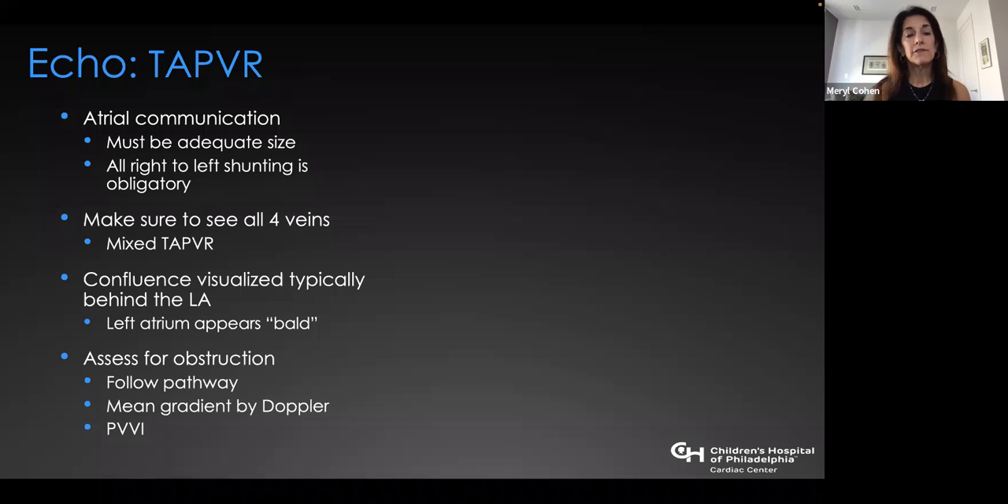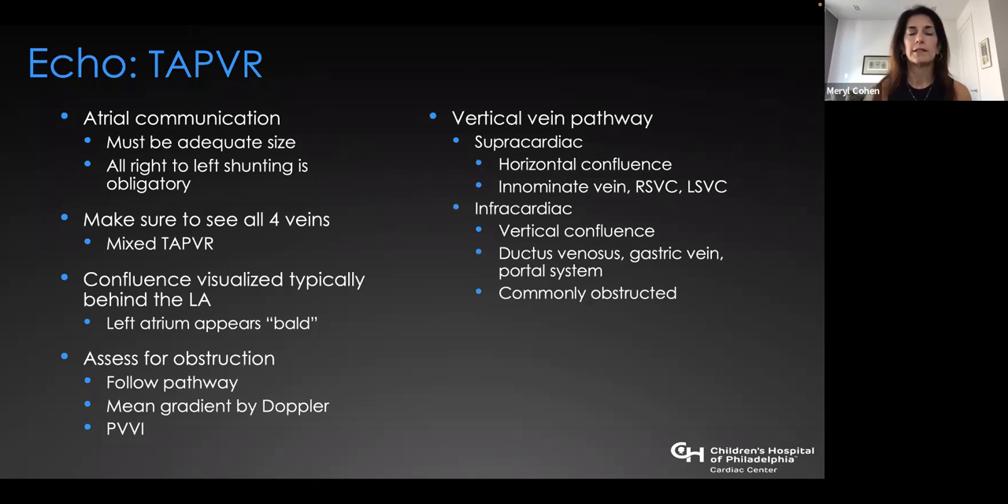And then once you identify that the patient has total veins, then you should follow that pathway, determine a mean gradient by Doppler, and then I'm going to present some information to you about another Doppler means of making determination of obstruction called the pulmonary venous variability index. And then the vertical vein pathway.